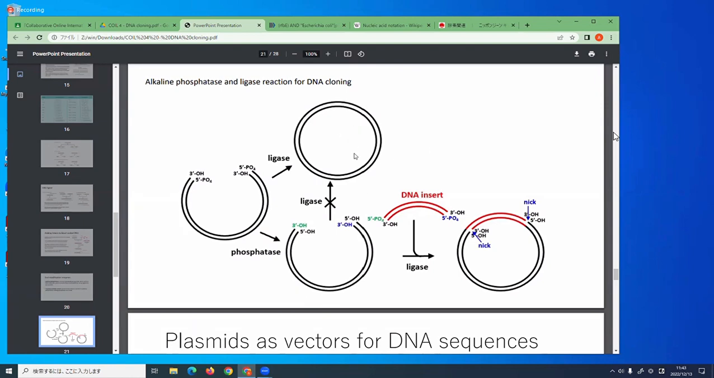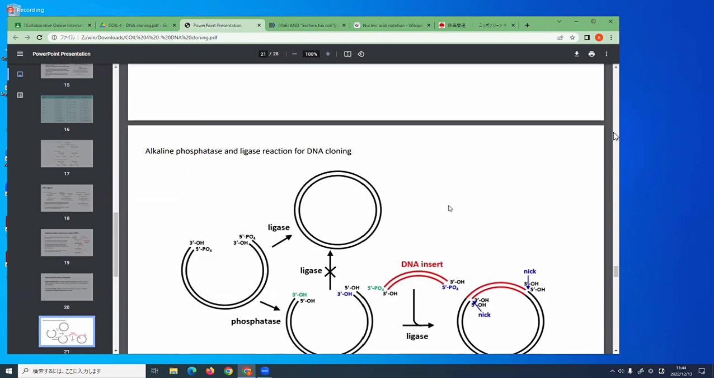So to prevent the self-ligation of this long piece of DNA, we use alkaline phosphatase to remove this hydroxyl phosphate group so that it doesn't contain phosphate groups. And then only when a new insert is introduced, it has a phosphate group that can be completed by DNA ligase. So this is to prevent self-ligation.